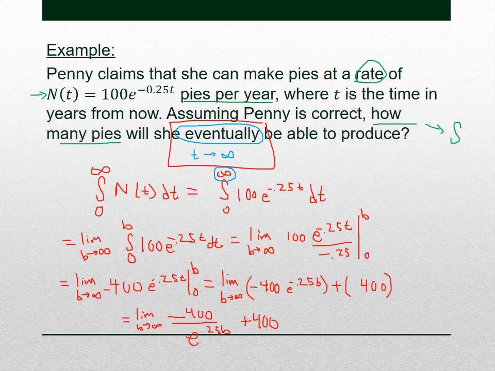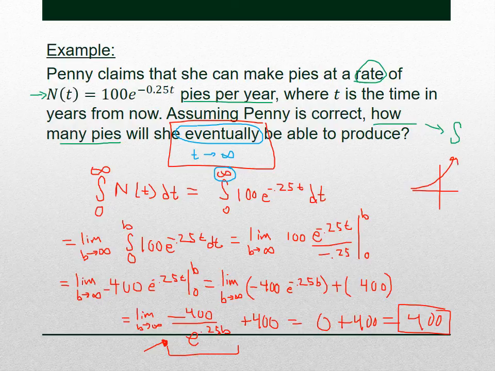And now we need to know what happens as b goes to infinity. So I'm going to rewrite this just to help us see that. So this is minus 400, and then e to the minus 0.25b is the same as over e to the 0.25b, and then this is plus 400 here. So what happens to e to the 0.25b as b gets bigger and bigger? Well, that's just e to the bigger and bigger numbers, and e to the whatever is just going to keep blowing up. And that's going to force this whole term here to go to 0 when you take that limit. So this is 0 plus 400, which is 400. Alright, so that is how many pies Penny will eventually be able to produce. 400.